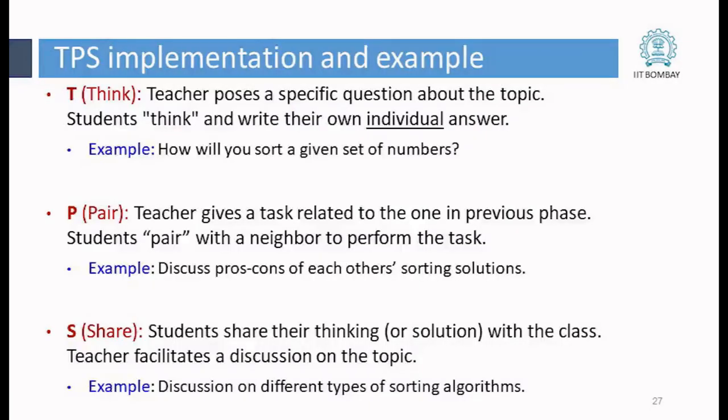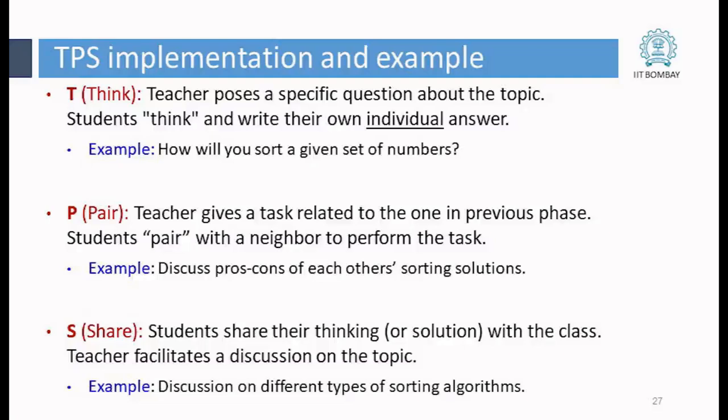In the think phase, the teacher poses a specific question about the topic. For example, how will you sort a given set of numbers? I am teaching sorting algorithms in CS 101, so this is a question I pose. How will you sort a given set of numbers? Whichever way you want to sort. Everybody knows how to sort. They may not know the name of the algorithm, but they know how to sort a given set of numbers. So the think phase has to be easy so that everybody can take a crack at the problem.